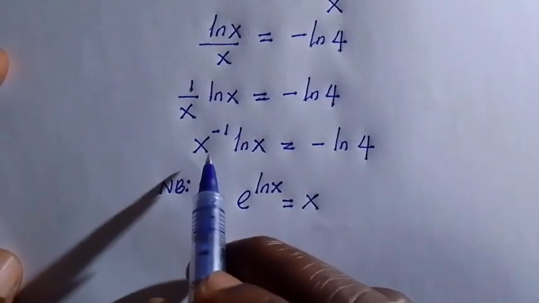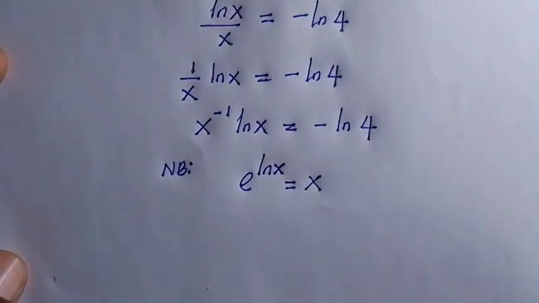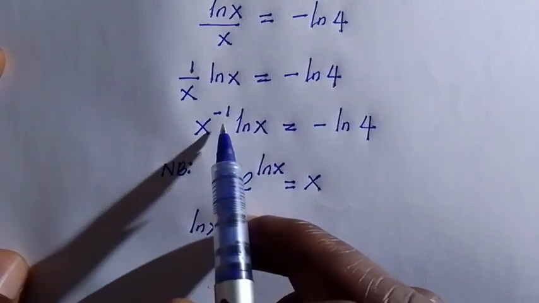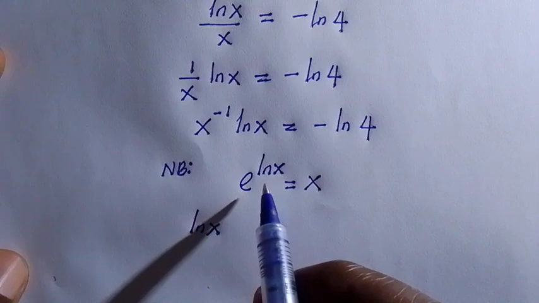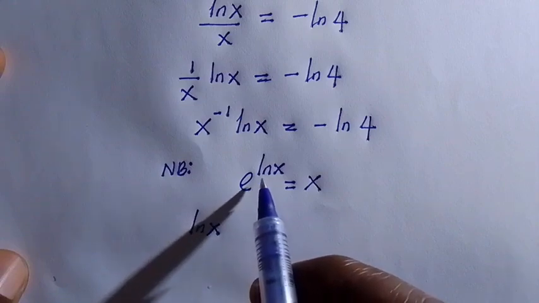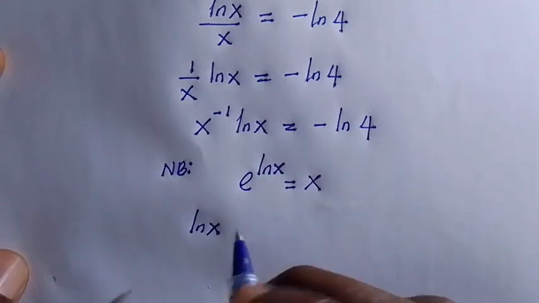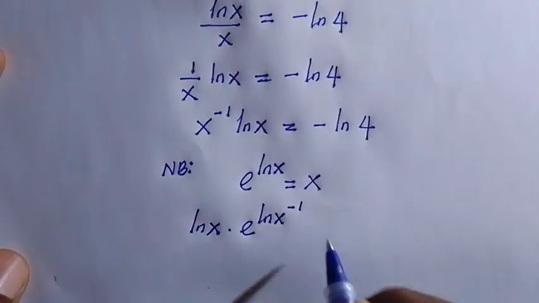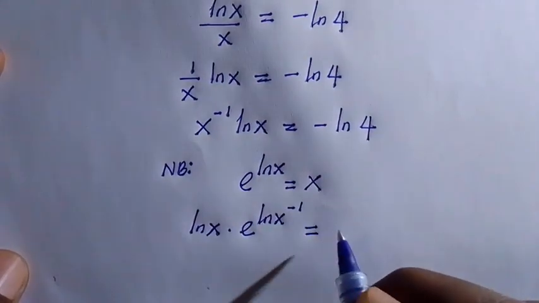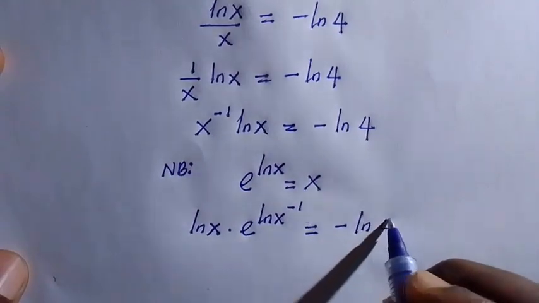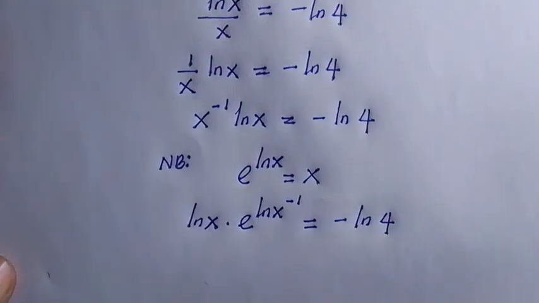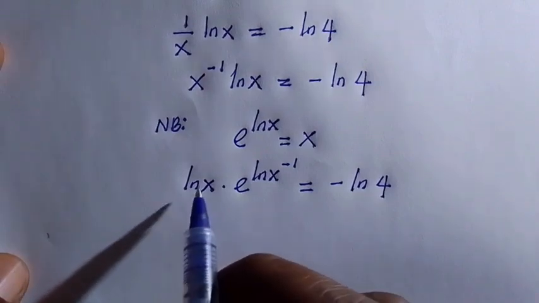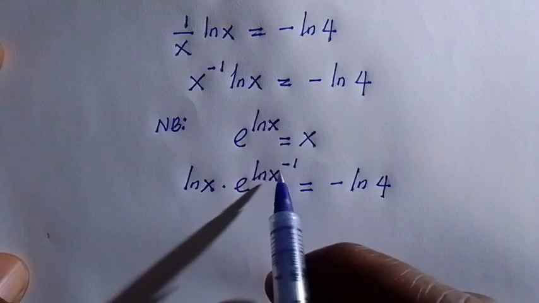So let's say I manipulate this and write ln x first. If I write ln x first, then instead of this x to the power of minus 1, I am going to introduce e to the power of ln to this one. Then we have e to the power of ln x, raised to the power minus 1, and everything equals minus ln 4. Getting to this stage, the next thing we are going to do is make sure that what we have here is the same thing as what we have here.